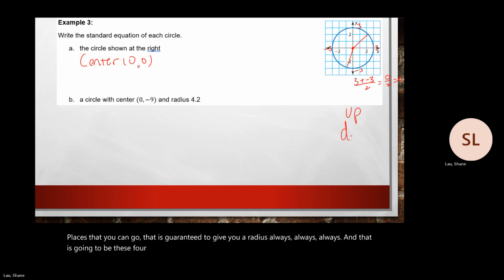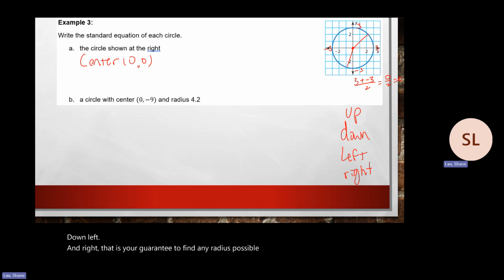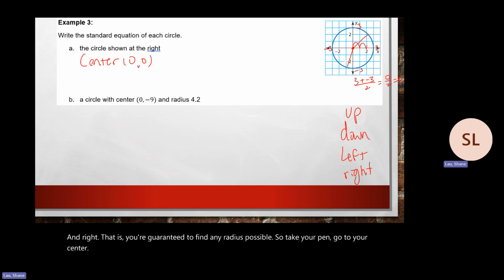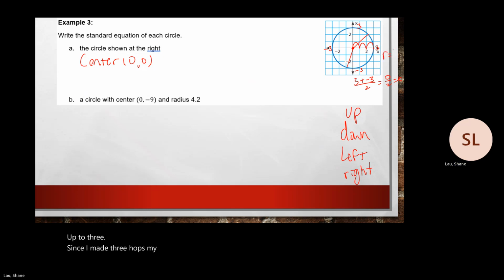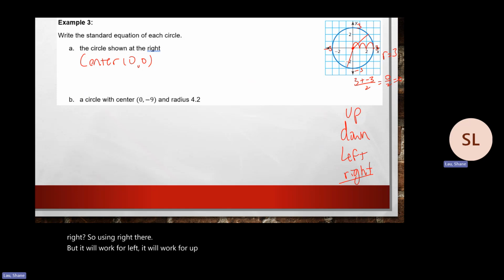Up, down, left, and right. That is your guarantee to find any radius possible. So take your pen, go to your center, hop, 2, 3. Since I made 3 hops, my radius R is equal to 3. And that is using my right way to go, but it will work for left, it will work for up, it'll work for down, doesn't matter.